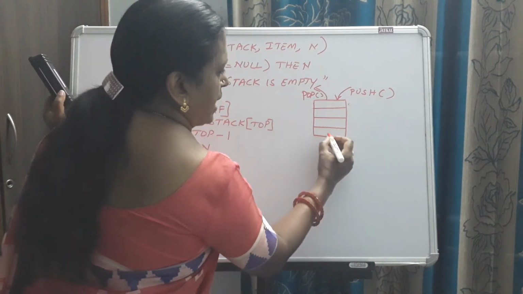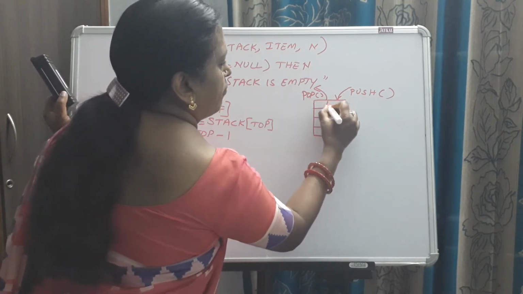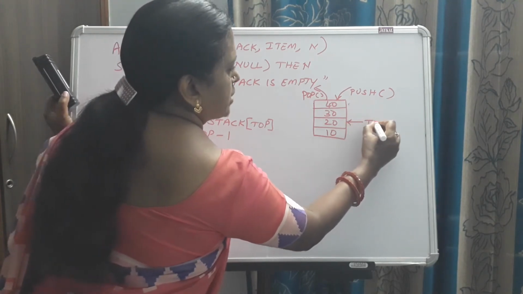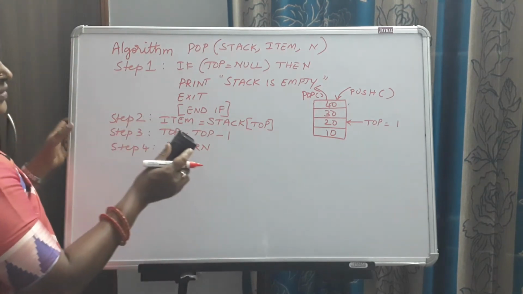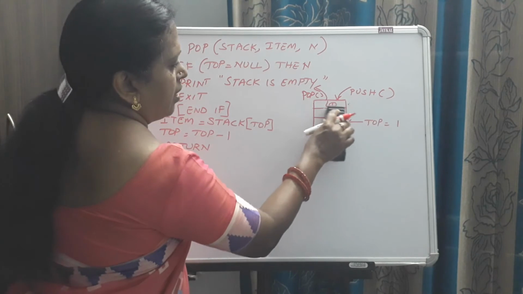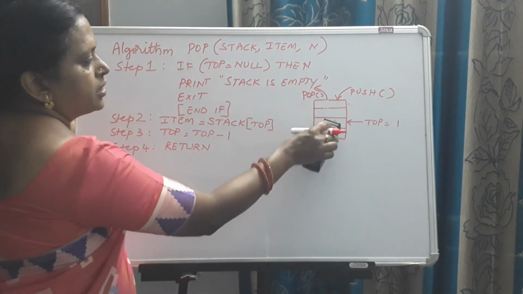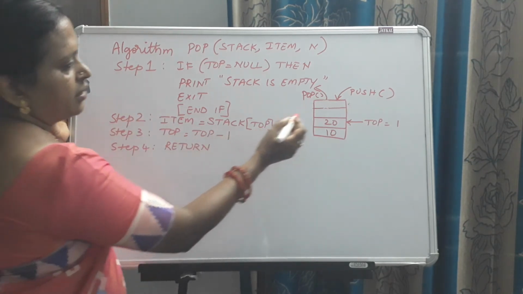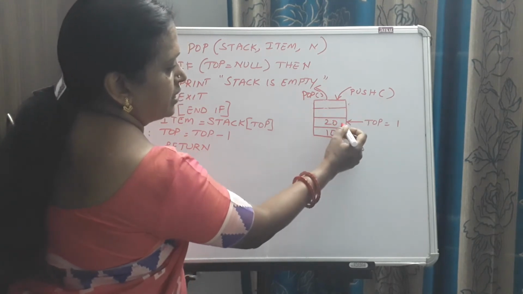Suppose we have a stack with elements in it as 10, 20, 30 and 40, and the top pointer is pointing at this location where top is equal to 1, then we will be popping out 20 from the stack. And imagine that there are no elements before this, only two elements we have, 10 and 20.